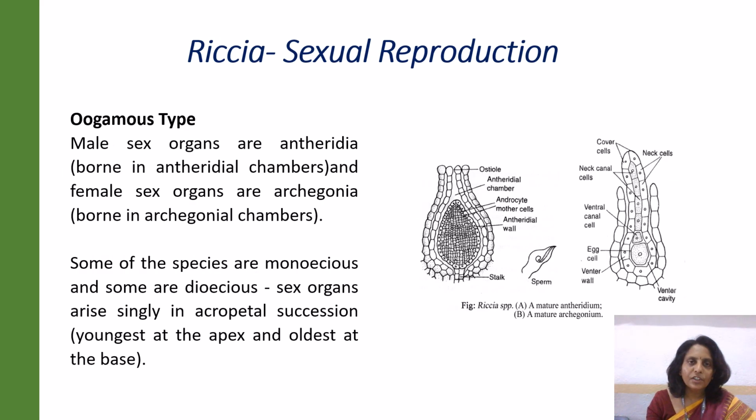The sexual reproduction in Riccia is of the oogamous type. The male reproductive structures are called antheridia, which are borne in the antheridial chambers, while the female structures are called archegonia, borne in the archegonial chambers. Most of the species of Riccia are monoecious, while some are dioecious. The sex organs arise in acropetal succession.